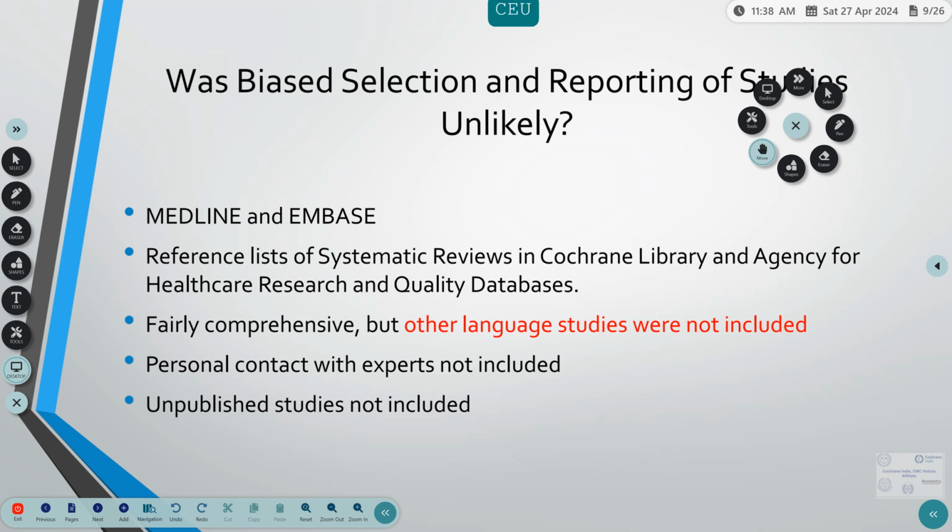They've also looked at reference lists of recent systematic reviews in Cochrane and the Agency for Healthcare Research and Quality databases. However, they have not mentioned any registries being used. Other languages were not used. Experts were not contacted, and unpublished studies also were not contacted. The problem with this is that a large number of studies are excluded, and the strength of the study selected depends on the studies selected in the systematic reviews themselves, which is not ideal.